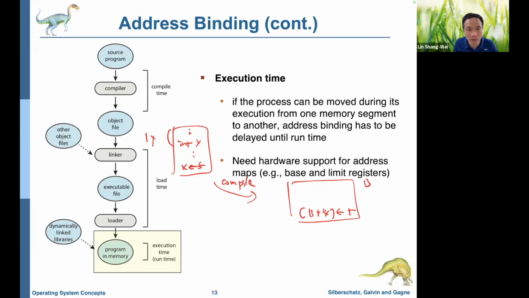So if we do the address binding in execution time, actually when you load the program, for example, this is 100. It doesn't matter. Actually, the program in the memory is still this. Actually, this doesn't matter. I'm going to change it.